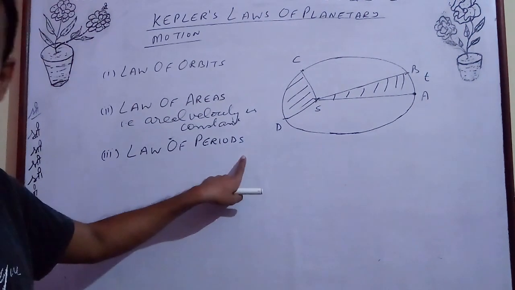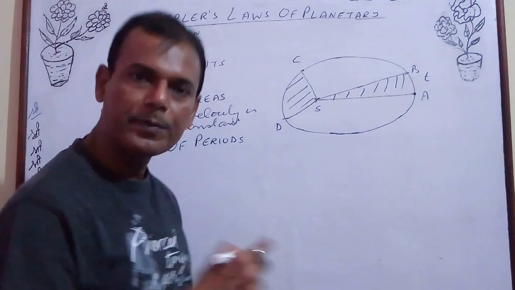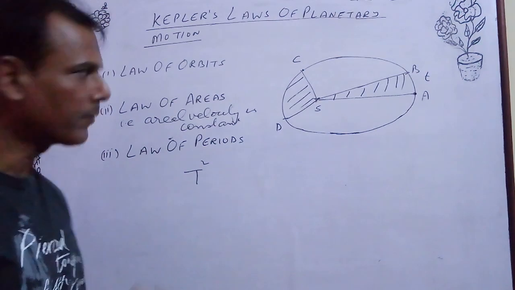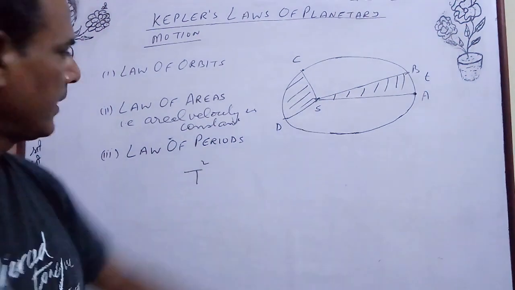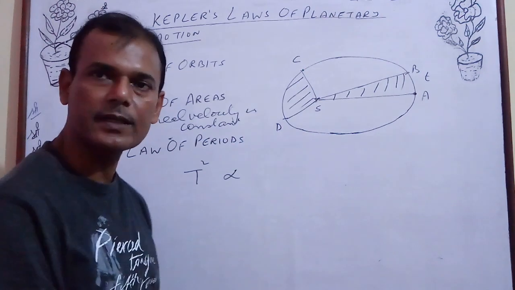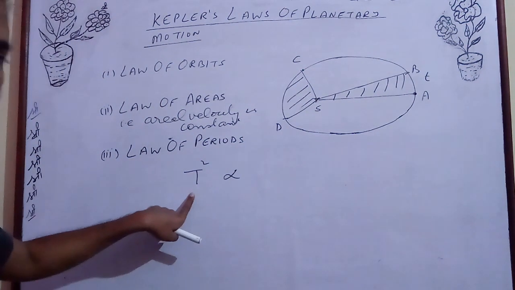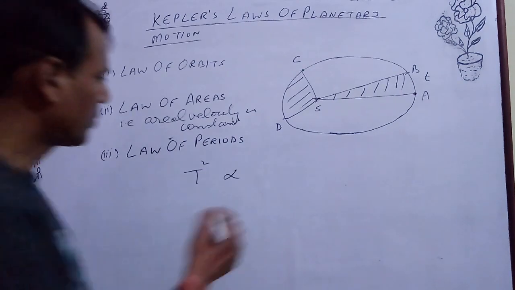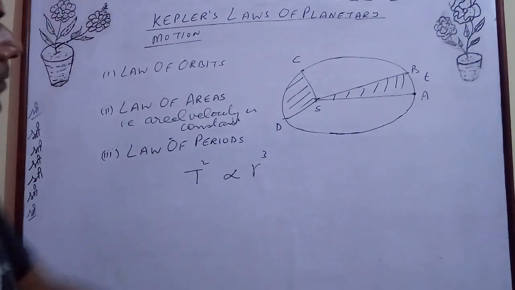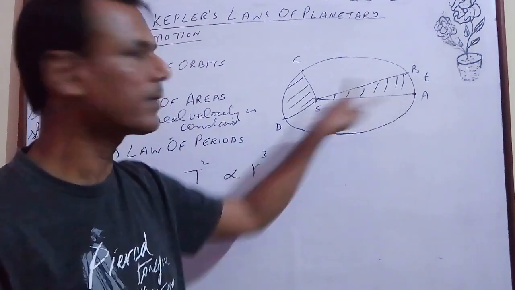Third is the law of periods. It states that the square of the time period of revolution of any planet is proportional to the cube of its mean distance from the sun. Why are we taking the mean? Because the orbit is not a circle. We take the mean distance of the planet from the sun.